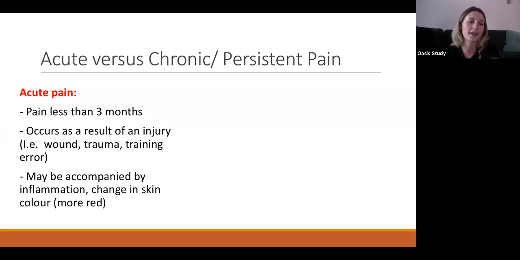A little bit about acute and chronic pain. Acute pain is defined by having pain usually less than 3 months. It typically occurs after an injury. If you were to fall and scrape yourself, then you experience that instant pain. It is also usually accompanied by inflammation, so swelling in your joints, or sometimes skin color changes. It could be red, or it could even be blue discoloration from a fall.